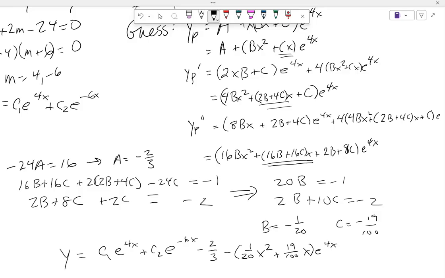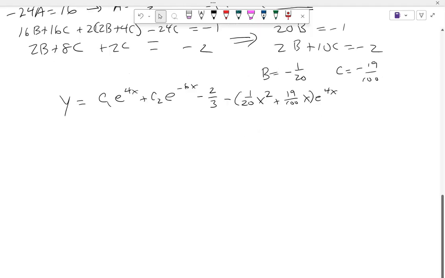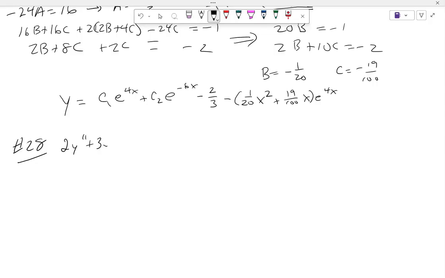Holy cow. All right. Let's do one more since that one went so well. See if we can do another one. Let's see if we can put one in here with an initial condition. How does that sound? Why not? Let's just add to the mess. This is number 28. Hopefully this is not so bad. 2y double prime plus 3y prime minus 2y equals 14x squared minus 4x minus 11. And we're going to say y of 0 is the same as y prime of 0 is 0.